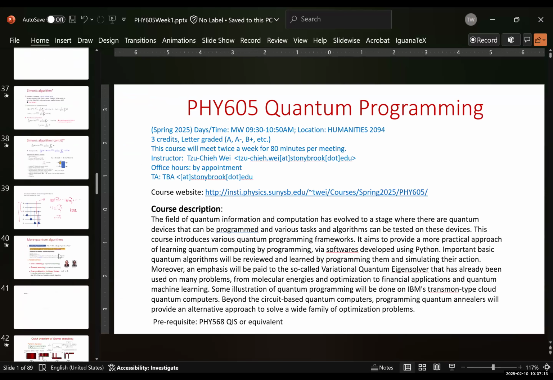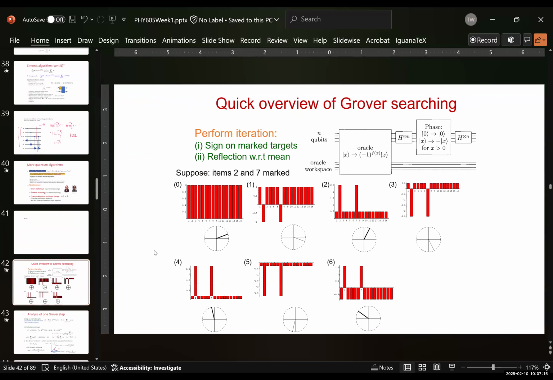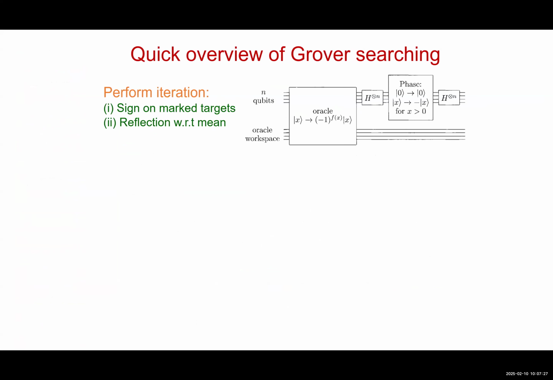I cannot do a slideshow from this page. Okay, so there are two reflections here. The first is the oracle. The oracle's function is to check if the item is the so-called marked item, and then put a minus sign in front of the amplitude. So that's here.